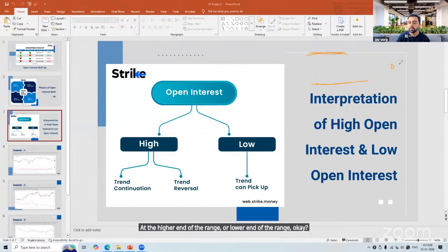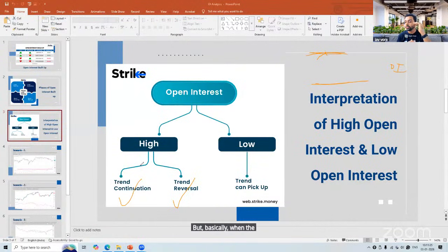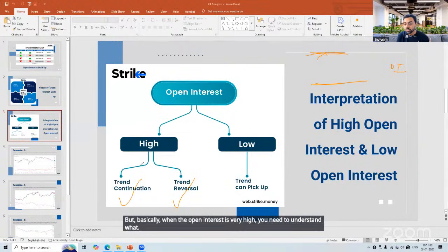When open interest is at the higher end of the range, you have to understand what this high open interest means. Will it lead to trend reversal or trend continuation? Of course, I'll explain this with an example so that you understand it much better. But basically, when the open interest is very high, you need to understand what price formation is also happening.